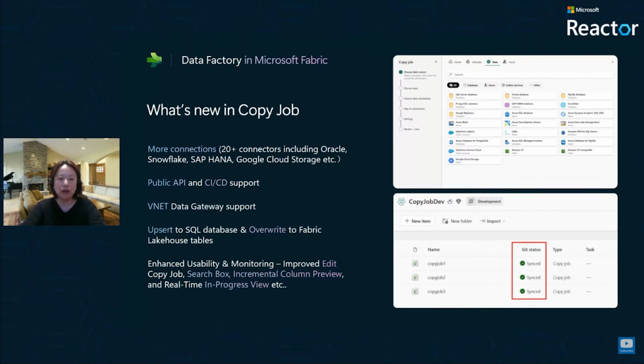Along with the GA announcement of copy job, we added more capabilities to make it more enterprise ready to help you move data across different systems. For example, the public API and CI/CD support, VNET data gateway support, and we also provide you more flexibility to bring data from source and write data into destination. For example, we added the upsert and overwrite support for SQL database and lakehouse tables.